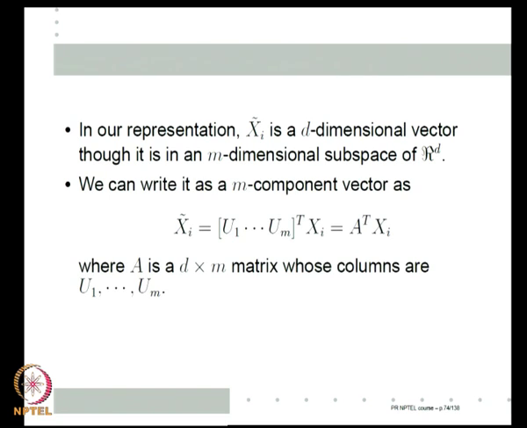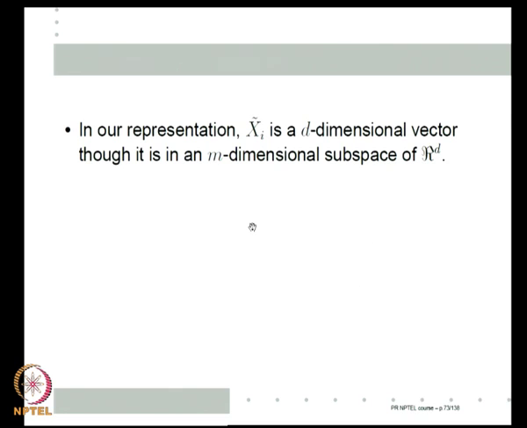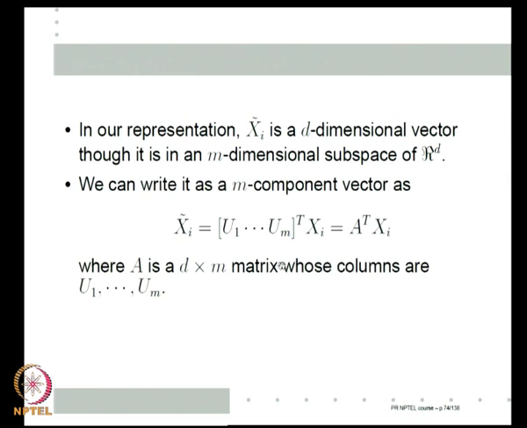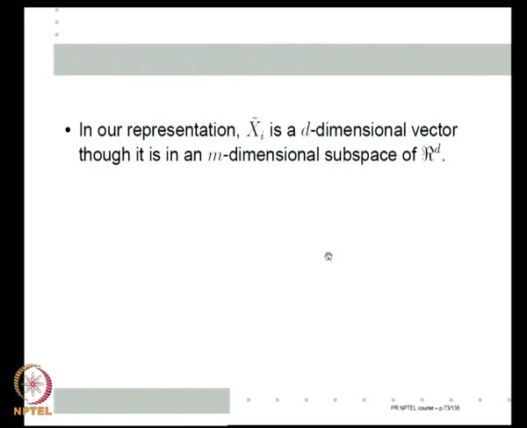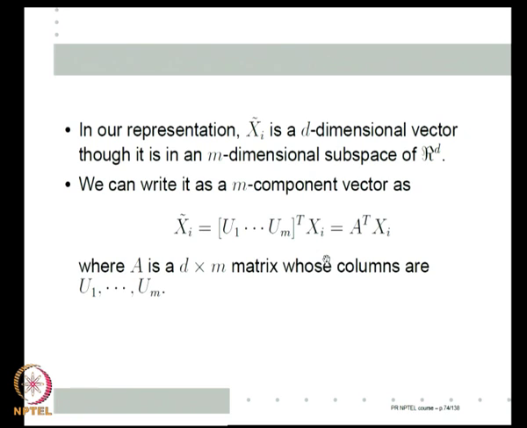As I said, in our representation xi tilde is a d-dimensional vector, because each of the u's is a d-dimensional vector. But we can obviously write it as an m dimensional vector because it is an m dimensional subspace of Rd. How do you write it as an m dimensional vector? xi tilde can be written as u1 transpose xi, u2 transpose xi, and so on. So it becomes A transpose xi, a vector of m components.